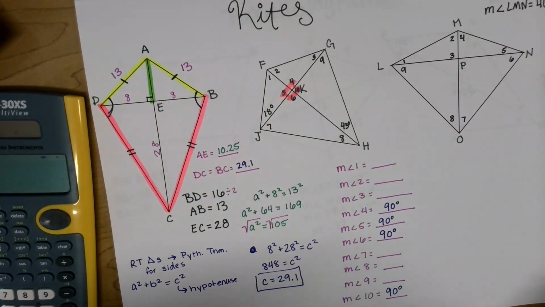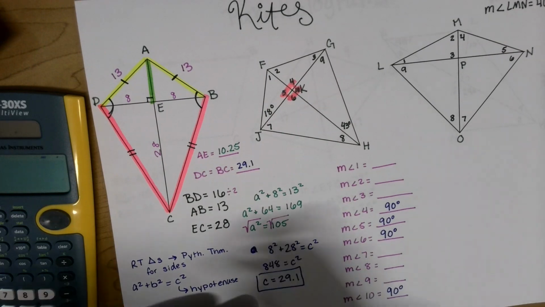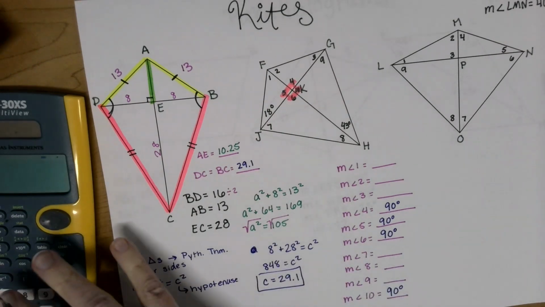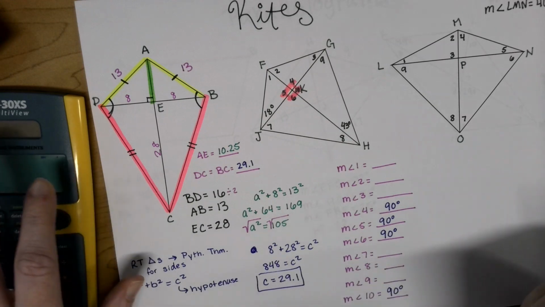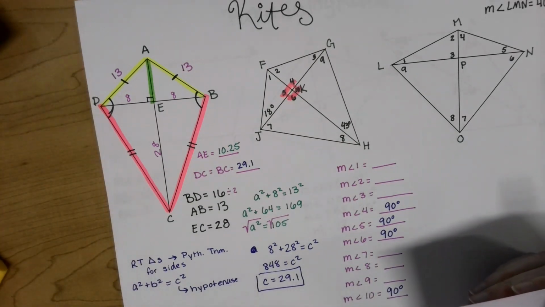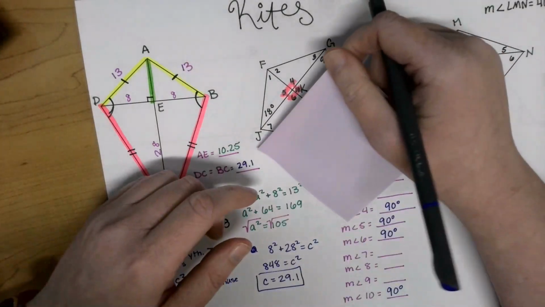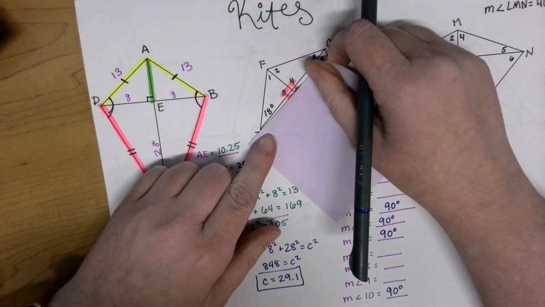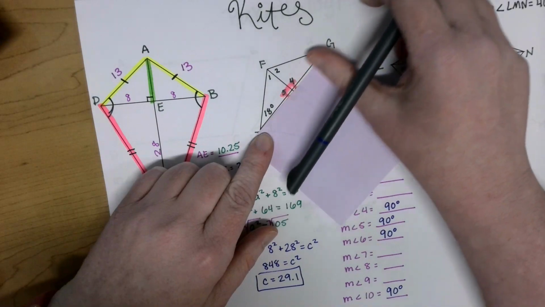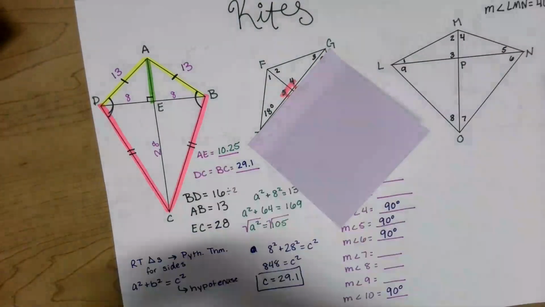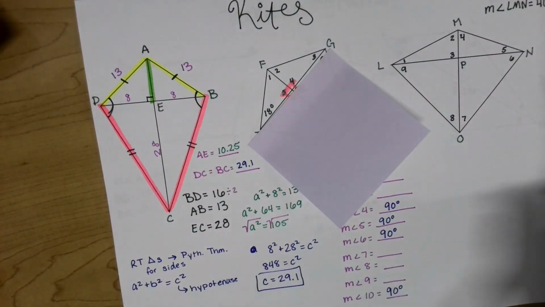All right, so let's look at finding some of these missing angles. We have some angles that are going to be congruent, and if they're not congruent, then we have to use triangle sum, that all angles add up to 180.